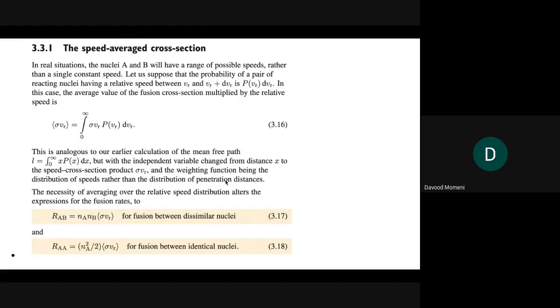You see that this is exactly the same idea as the mean free path. You remember the mean free path of the particle we calculated before? It was the average distance the particle travels before it makes a collision with a second particle. That we call the mean free path. Here you have an average over the speed. So the average number of particles with speed v which can make fusion reactions is given by expression 3.16. And you can calculate this integral if you have a distribution of the speeds.